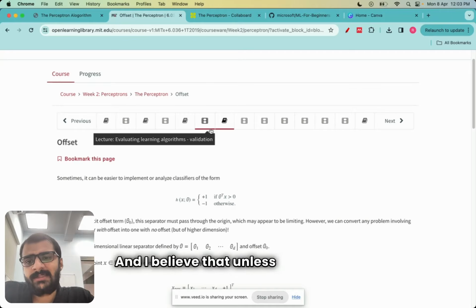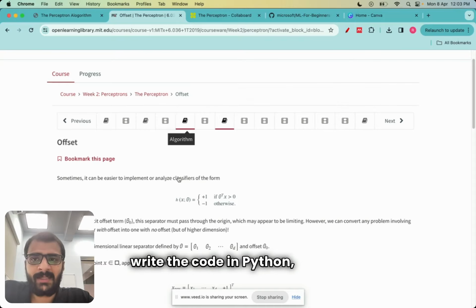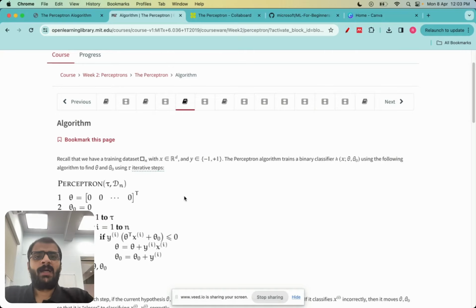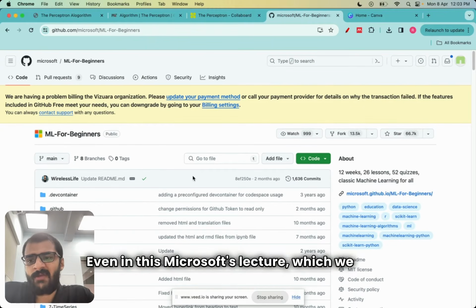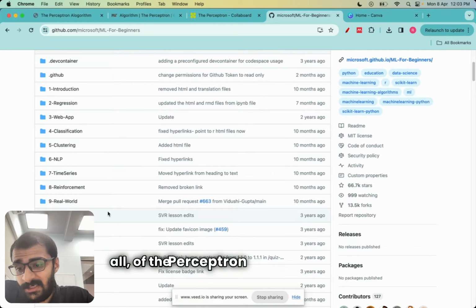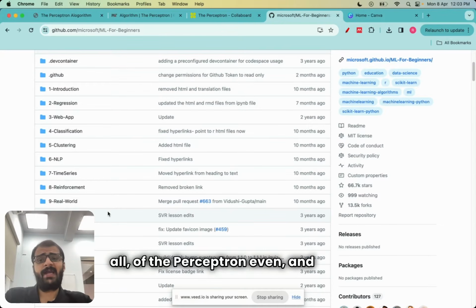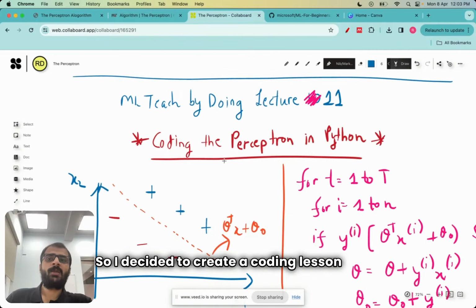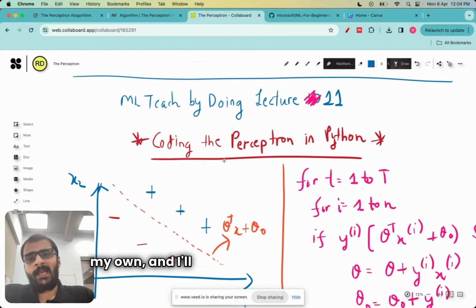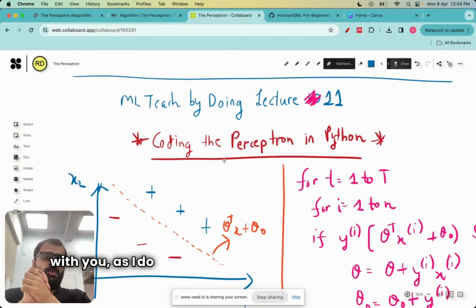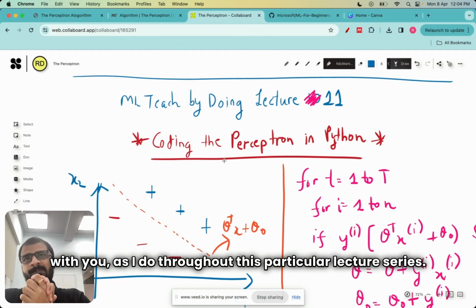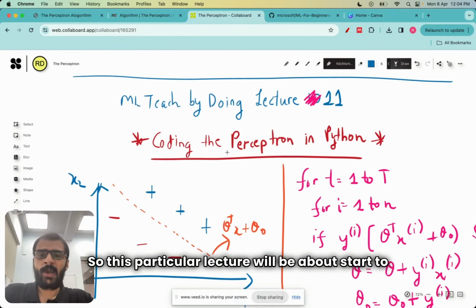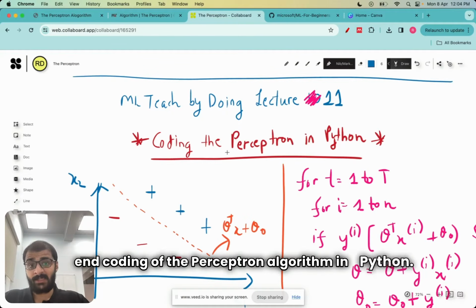And I believe that unless you actually write the code in Python, you will not really understand the algorithm itself. You will not really have fun. Even in the Microsoft lecture which we have been following, there is first of all no mention of the perceptron, and there is no coding lesson for it. So I decided to create a coding lesson all on my own. And I'll also be sharing the code files with you, as I do throughout this lecture series. So this particular lecture will be about start to end coding of the perceptron algorithm in Python.